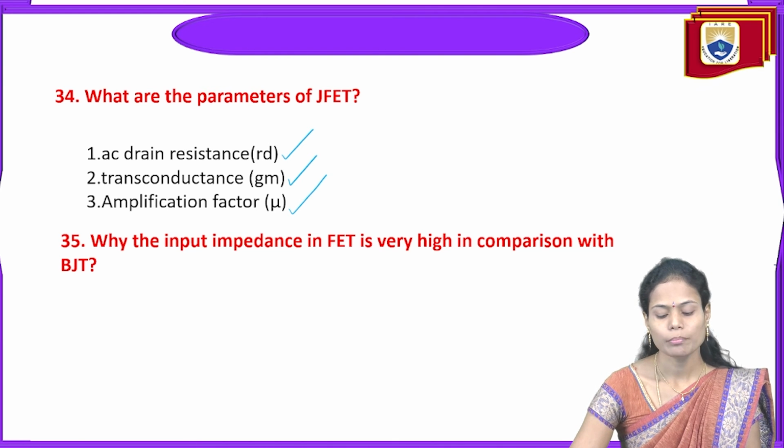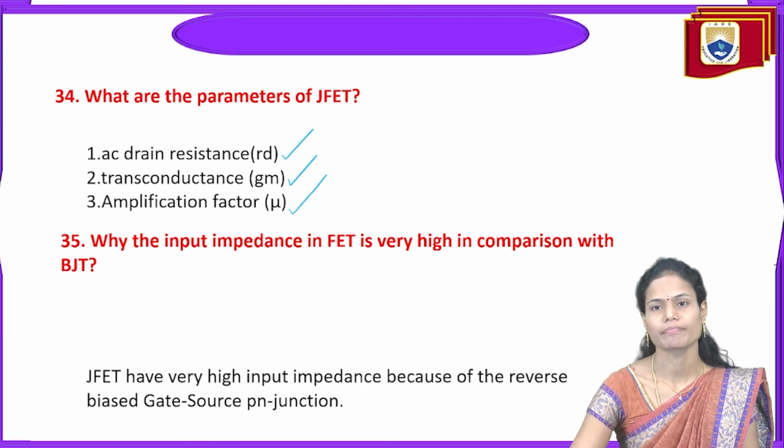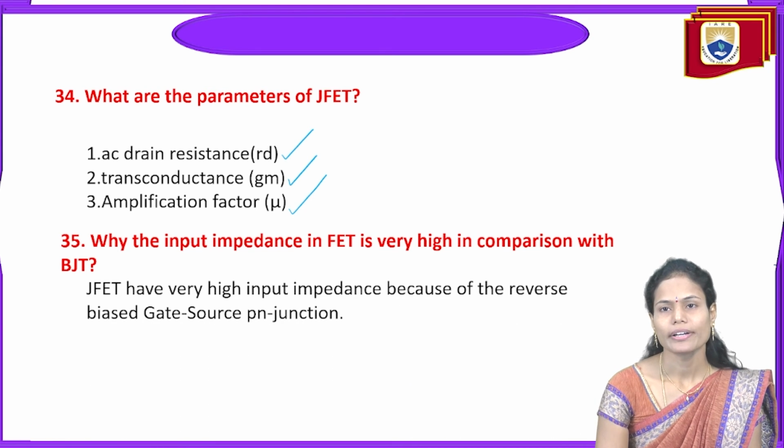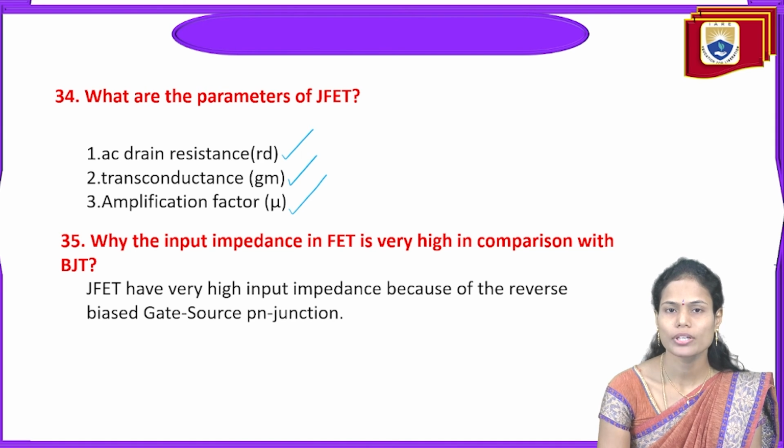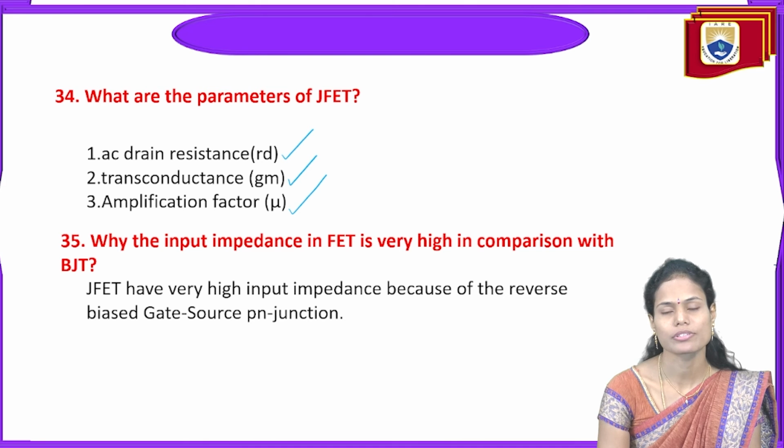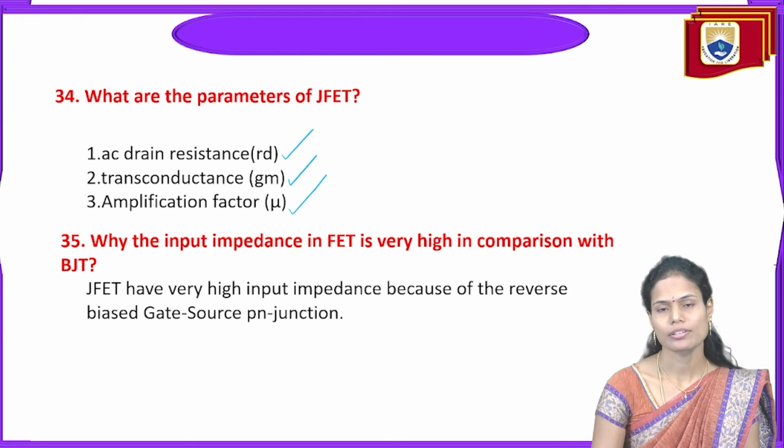And next, why is the input impedance in FET very high in comparison with the bipolar junction transistor? I have already mentioned, in the case of FET, the input junction is always reverse biased. Because of that reason, the input impedance of the field effect transistor is very high. But in the case of bipolar junction transistor, the input junction is always forward biased. So that's why the input impedance is very low in the case of BJTs.